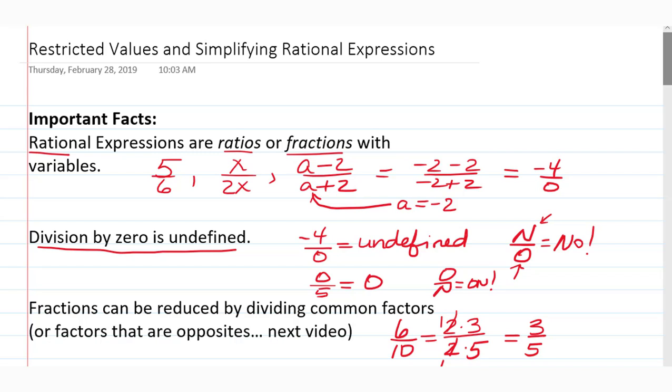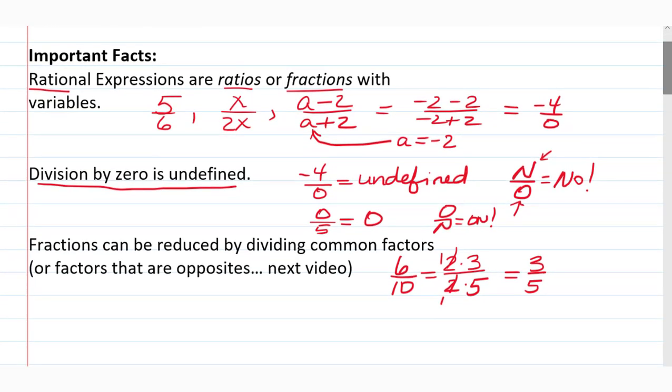Now, this applies to rational expressions as well as regular fractions. So maybe the common factor is a variable, like the expression x over 2x. This rational expression has a common factor in the numerator and denominator of x, right? x is just being multiplied by the 2 in the denominator and multiplied by 1, although it's not written in the numerator. So if we divide x by x, that leaves a 1, and we just have 1/2.